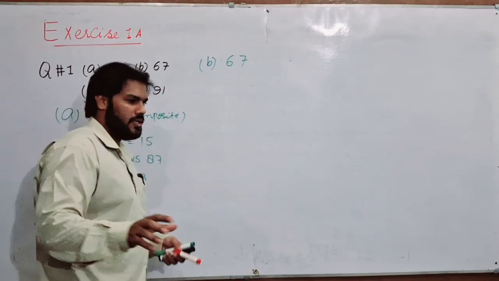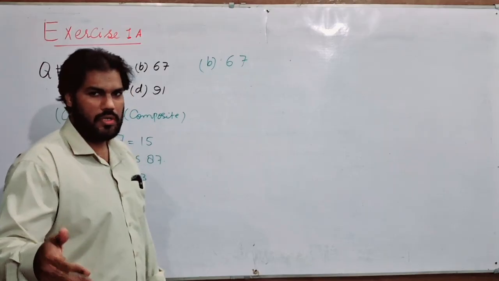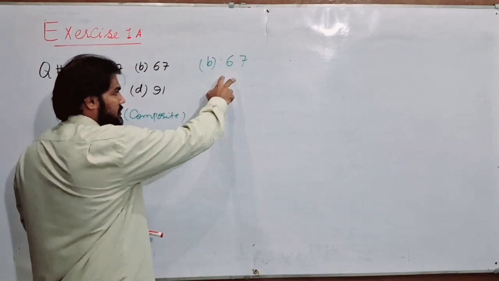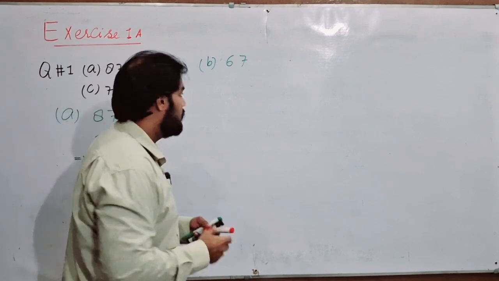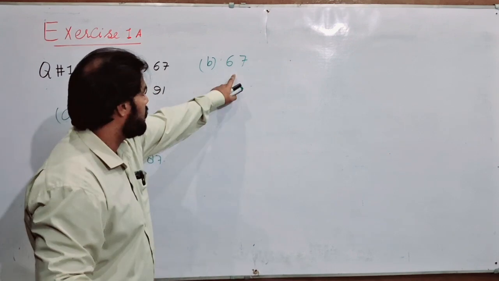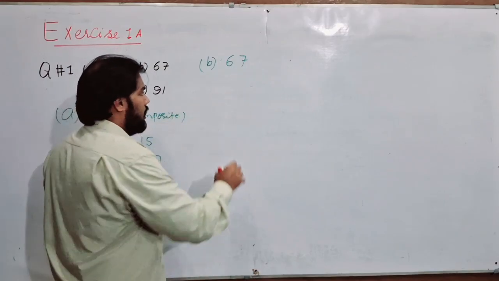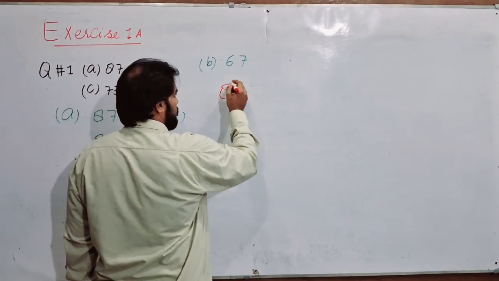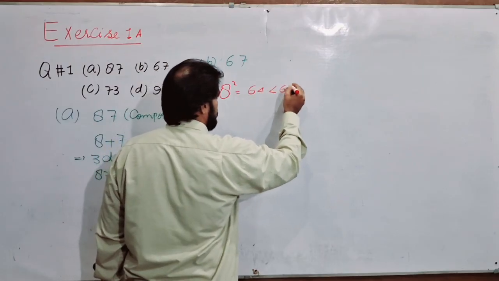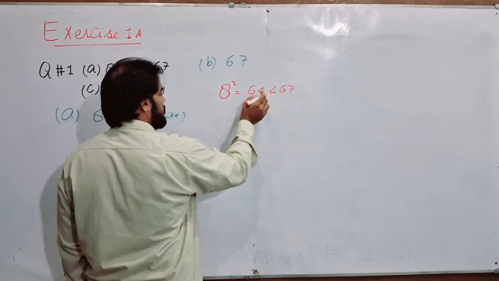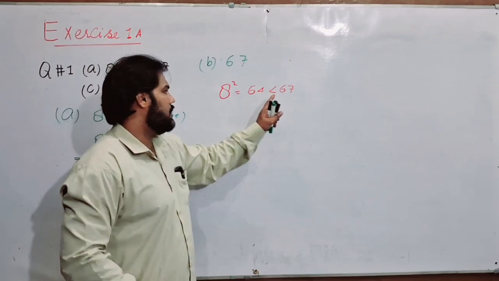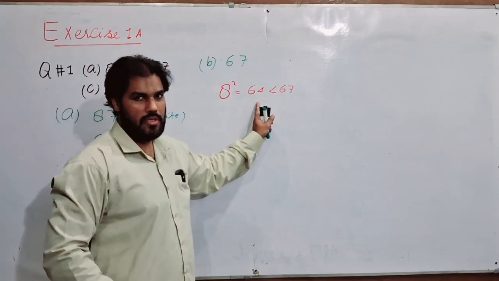if we apply the primarity test or square root test to check whether this number is prime or not, this is very simple. You have to find a perfect square which is nearly close to 67. 8 square is 64 and 64 is less than 67. So this number 64 is a perfect square. This is the square of 8, which is close to 67 but less than 67.